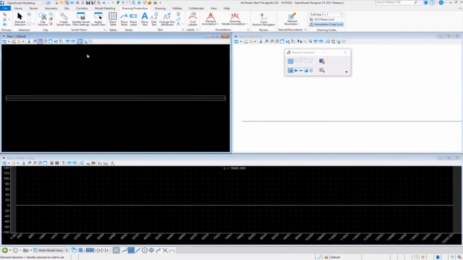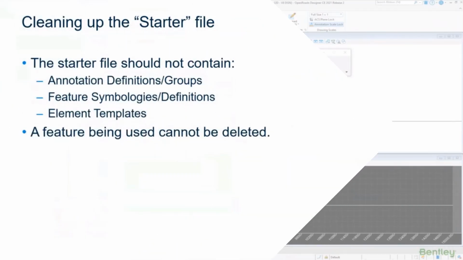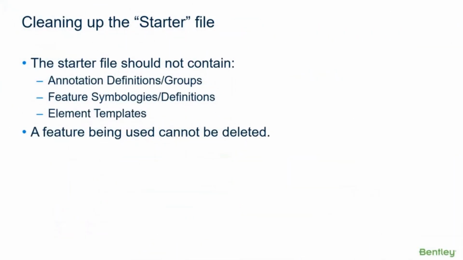Then we need to clean up this file, right? So we open up Explorer. We don't want any features in here. We don't want any element templates, that type of thing. So it's important that we clean all that out. We'll talk about that in our next slides. So this is where we're going to be cleaning up the starter file. This is what it should not contain. Annotation definitions or groups. Feature symbologies or definitions, element templates. A feature name being used cannot be deleted. So if you've used one, you're going to go in and need to change that to none first.